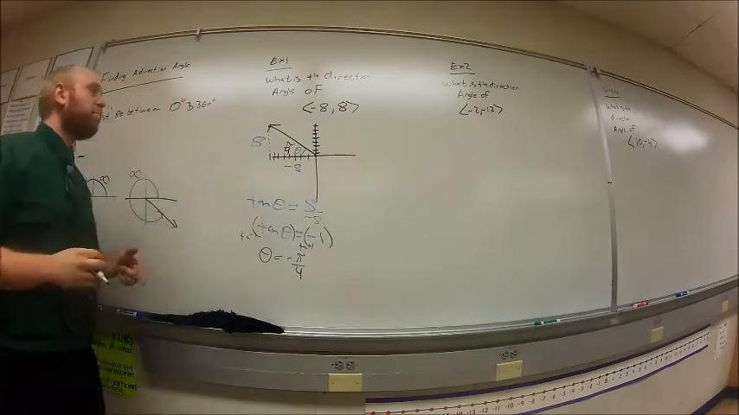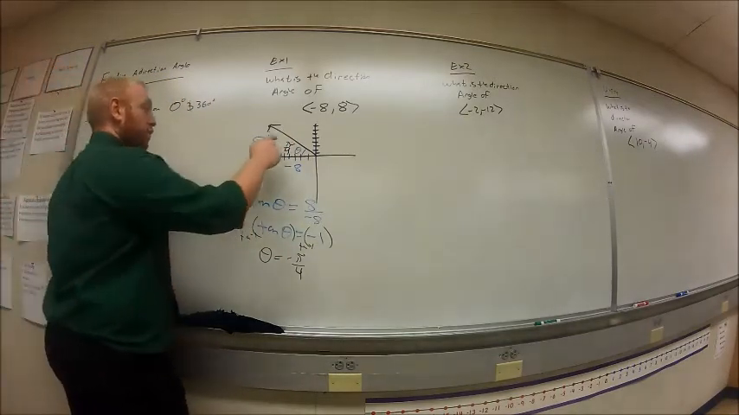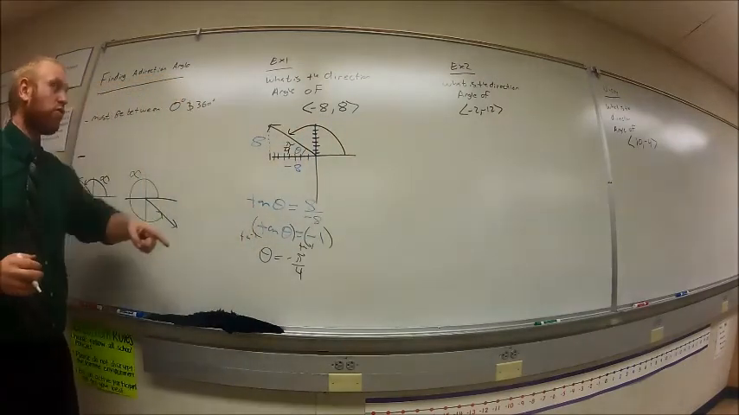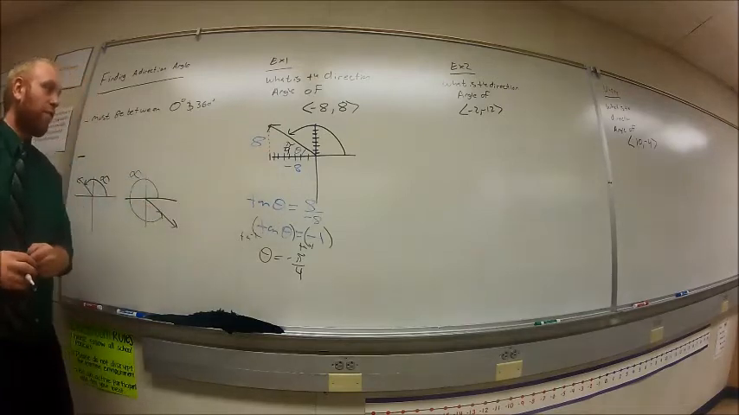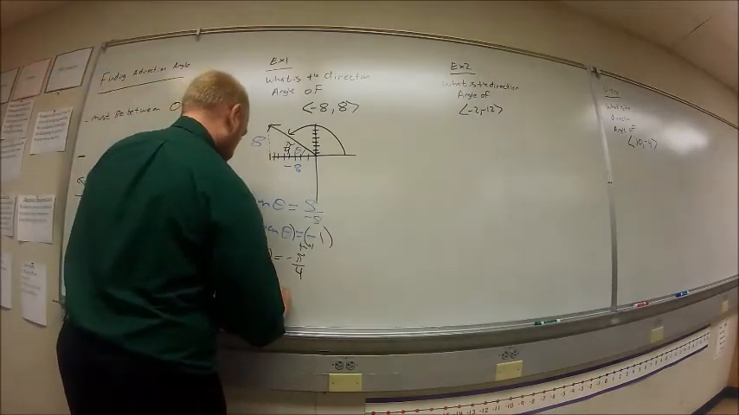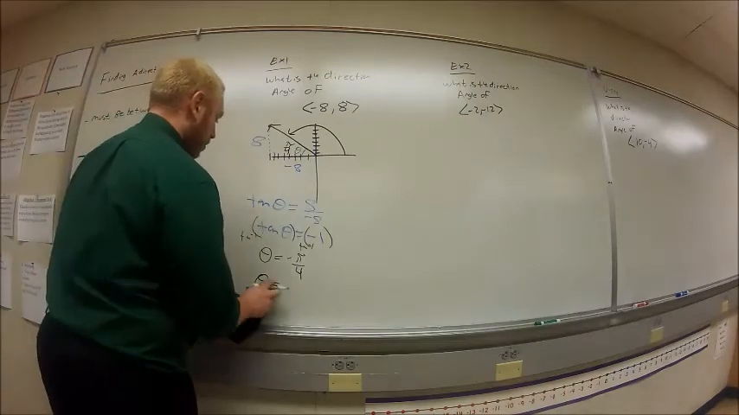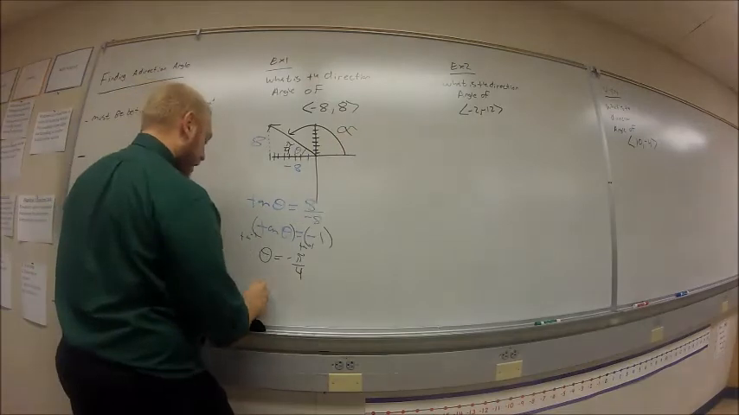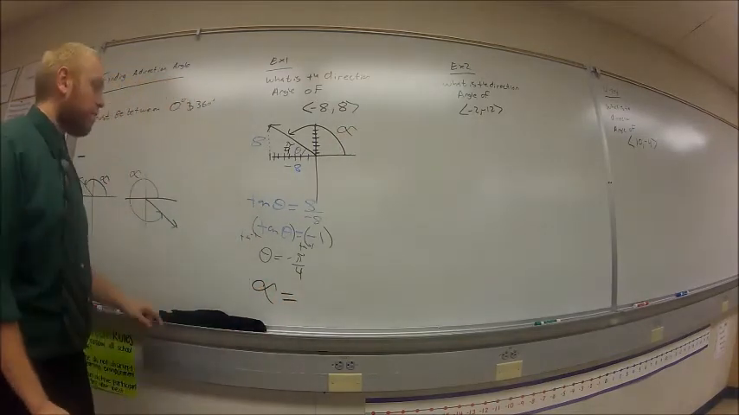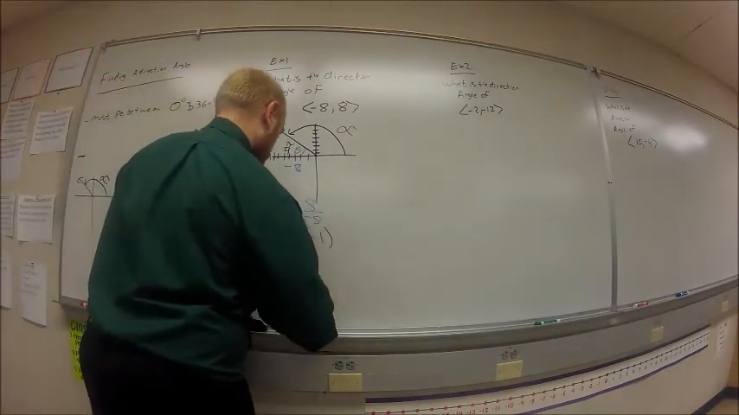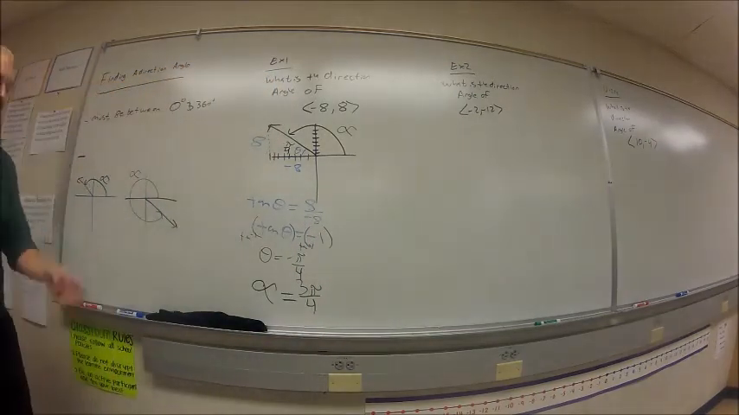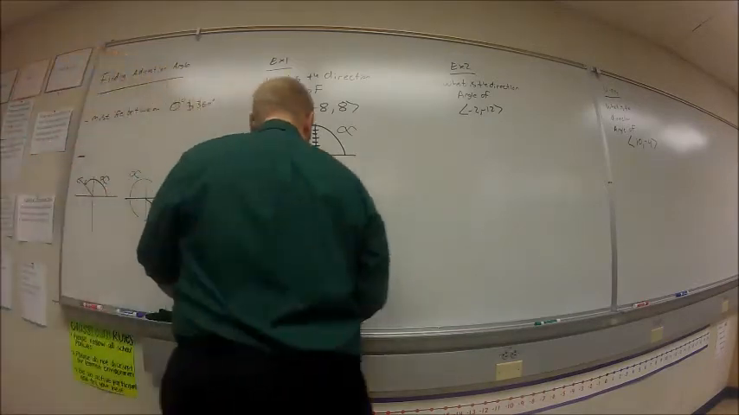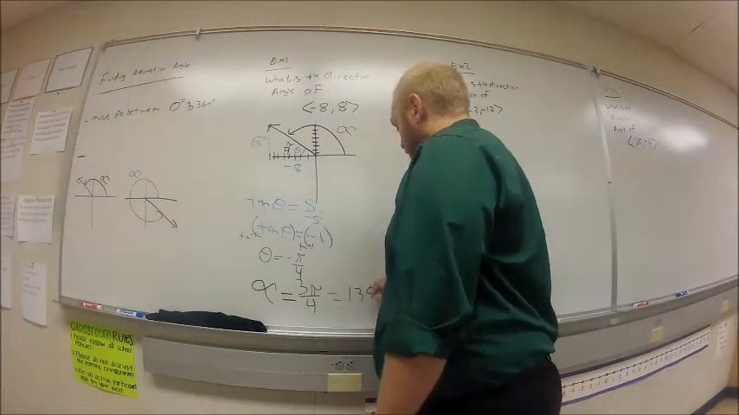And then do what we did before. If the reference angle is pi over 4, that's not the direction angle. The direction angle, remember, is the whole way around. Well, if this reference angle is pi over 4, then I want degrees. Well, pi over 4, you guys know, is 135 degrees.